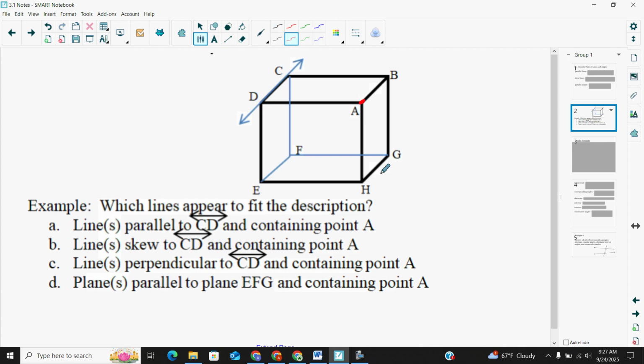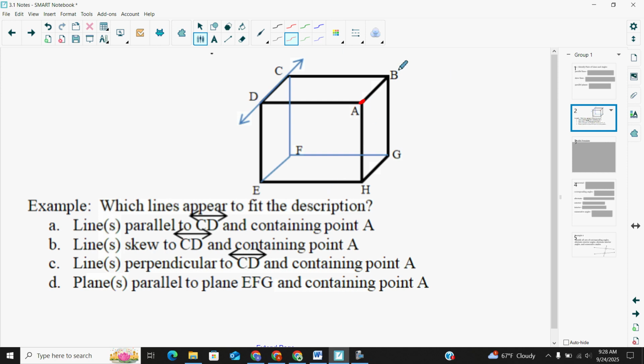Here's point A. So we notice we have several lines that are parallel to CD, like EF. Line EF is parallel to CD. It doesn't cross it, and it lies on the same plane. That plane would be this plane CDE, this side right here. They lie on that same plane. But that doesn't contain point A.